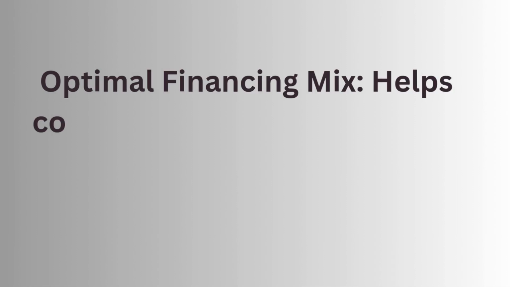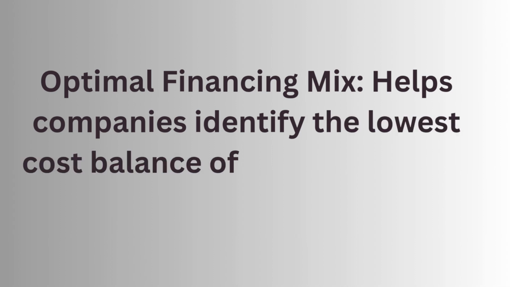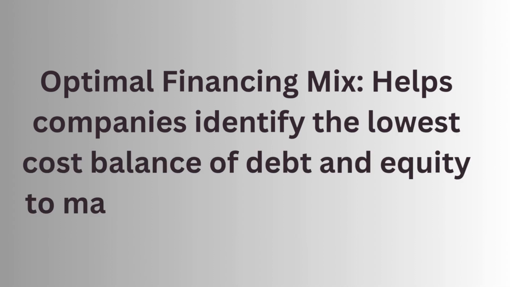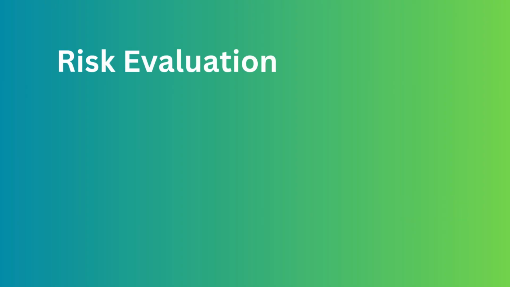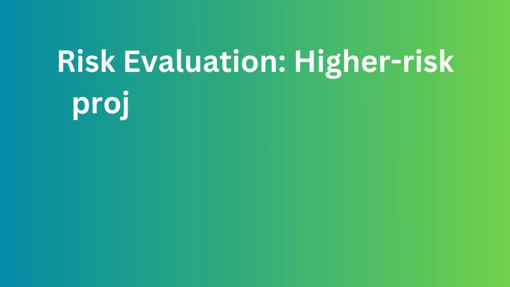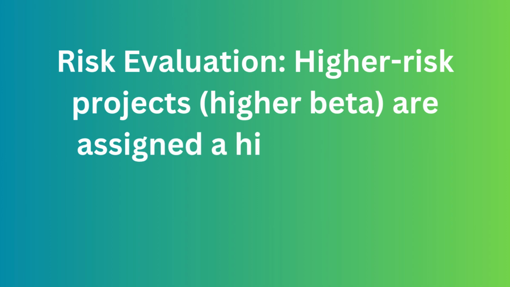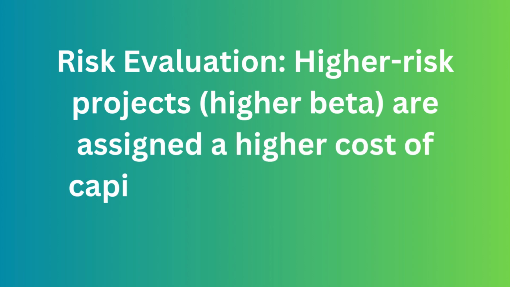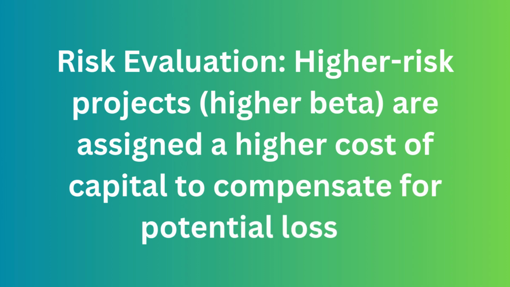The third one is optimal financial mix, which helps the companies identify the lowest cost balance of the debt and equity to maximize the shareholders' value. The last one is risk evaluation. Higher risk projects, that means higher beta, are assigned a higher cost of capital to compensate for the potential losses.